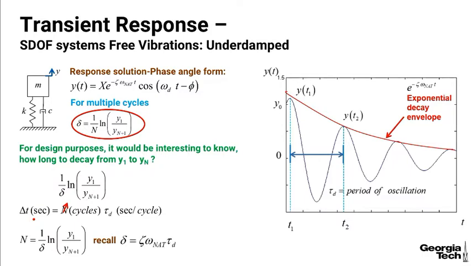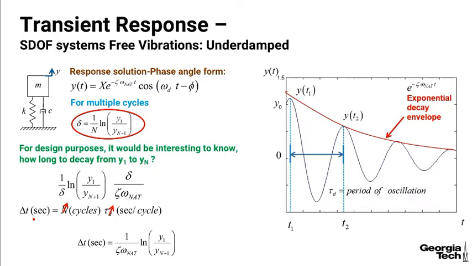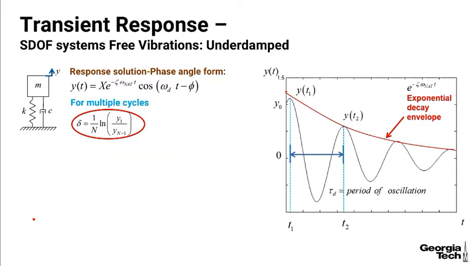And you'll also recall that the delta was equal to zeta omega natural tau sub d. So tau sub d is delta over zeta omega natural, and we can substitute that in as well. And then we get the time for the decay to whatever n number of cycles you put in as being this value when I multiply that out. And that's a way of measuring how long it takes to decay from the first cycle to some n number of cycles.